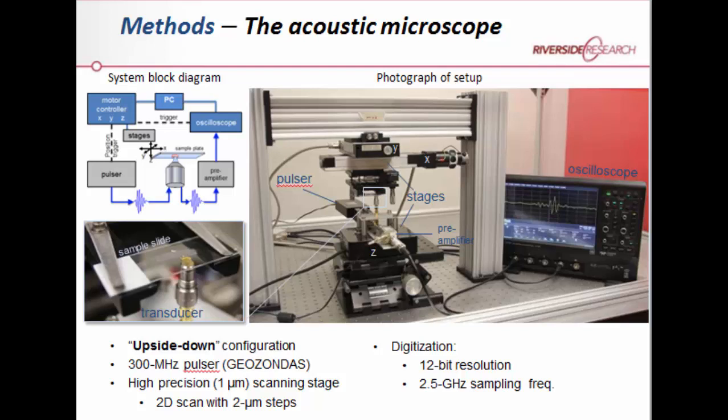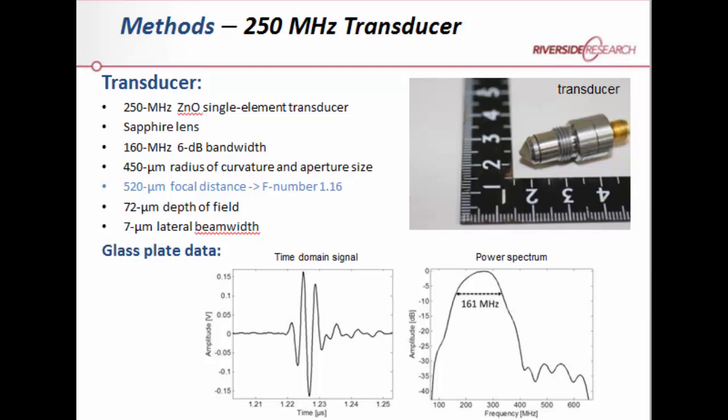We use a 300 megahertz pulser from GeoSonics, and we scan with a step size of about 2 micrometers. And the RF data is digitized with 12-bit resolution at 2.5 gigahertz sampling frequency. And this is the transducer that we use. It's a special, very highly focused 250 megahertz single element transducer with a sapphire lens provided by the Fraunhofer Institute. The transducer provides a very high bandwidth of 160 megahertz, which allows us to separate the signals in time to measure speed of sound. You see this is one glass plate reflection here, and this is the power spectrum.